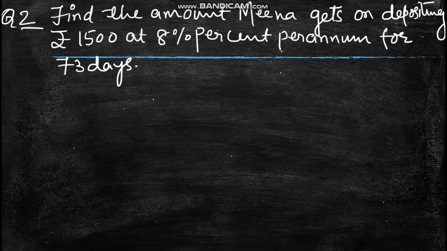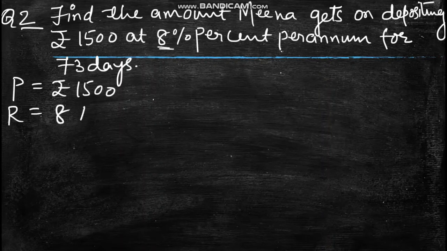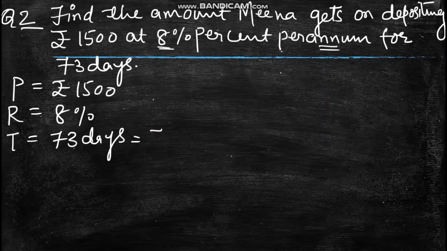Meena has deposited rupees 1500, so principal amount P is equal to rupees 1500. At what rate? At 8%, so rate is equal to 8% per annum, per year. For how many days? 73 days. But we have to convert it into years, so it will be 73 by 365 years.